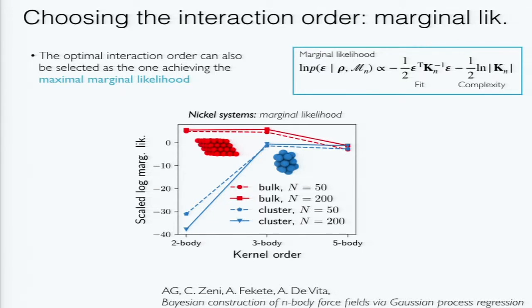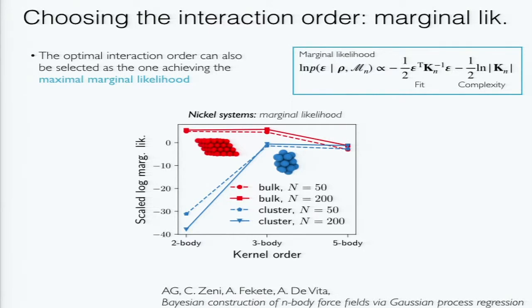If you, instead of using bulk nickel, you still use nickel, but now it's a nanoparticle. Nanoparticles are tricky because it's all surface, they can be in very different morphologies. It's a much more complex system, even though the element is the same. And you see that the two-body kernel is not selected because the accuracy it has is much lower than the three-body, which is actually selected.